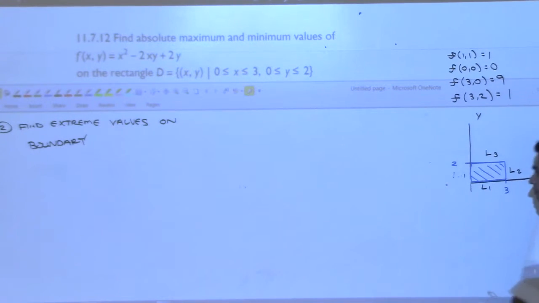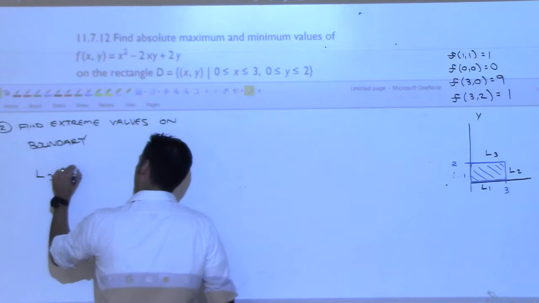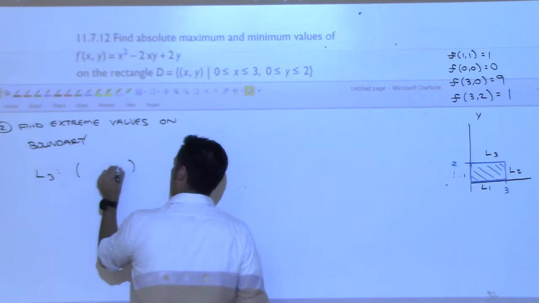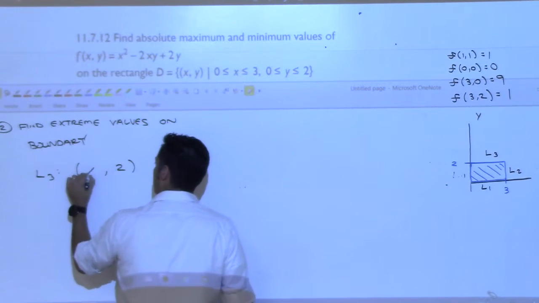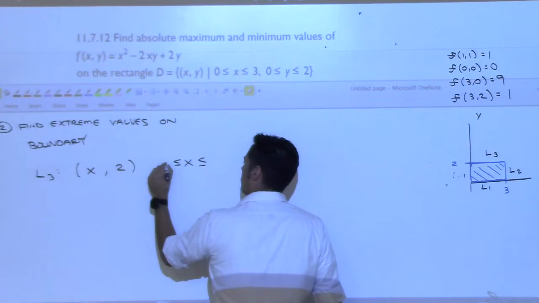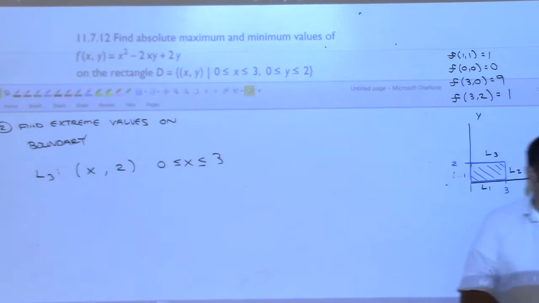Rose's turn. What now, Rose? L3. Tell me about the points on L3. Y is 2. And what about x? X is free, and x has to be between 0 and 3. Okay, so we're scratching the record here over and over, right? This is the same process.